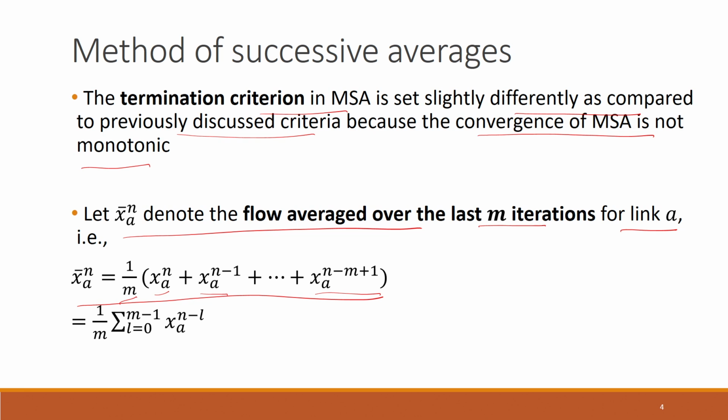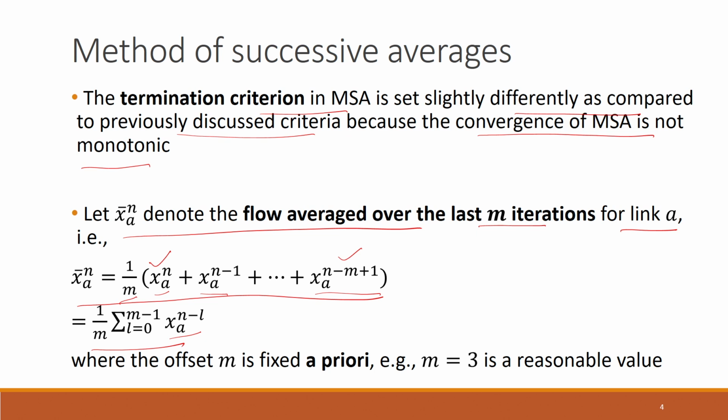This expression can be written in a more compact form in this way. Here L goes from 0 to m minus 1. You can cross check: when you put L equal to 0, this value is equal to x a n, which corresponds to this. Whereas when you put L equal to m minus 1, this will be n minus m plus 1, which corresponds to this. So this is the compact way of writing the flow averaged over the last m iterations for link A.